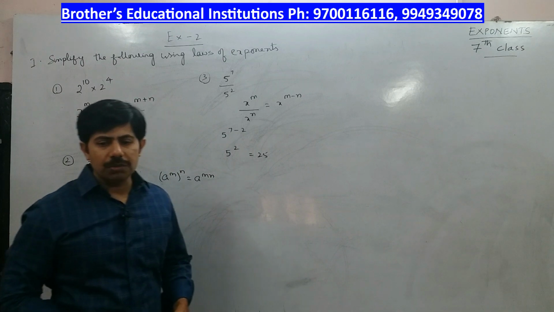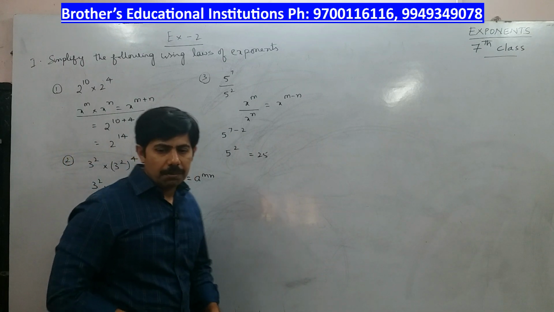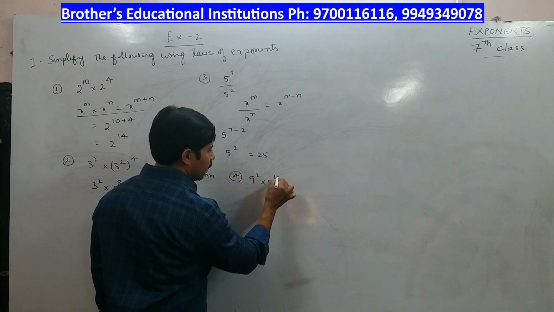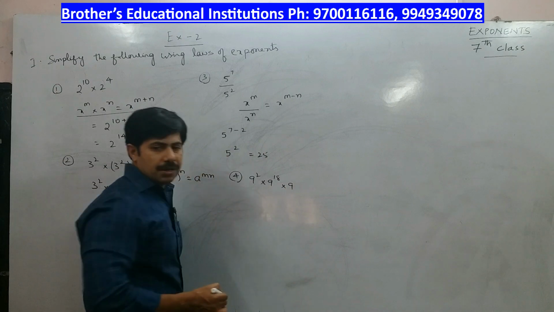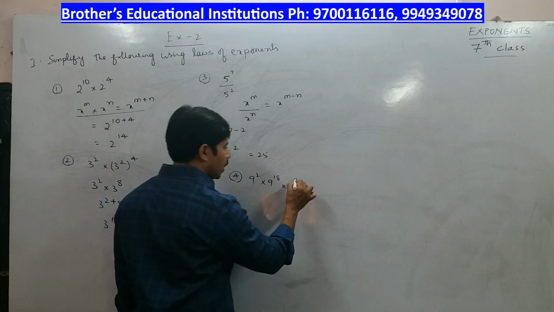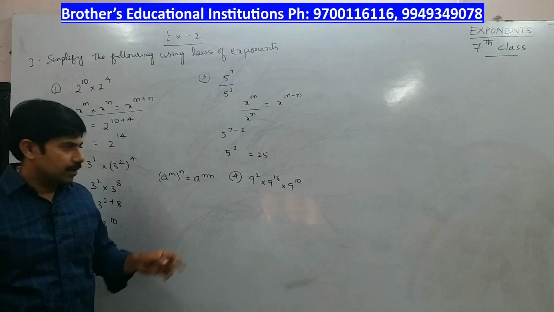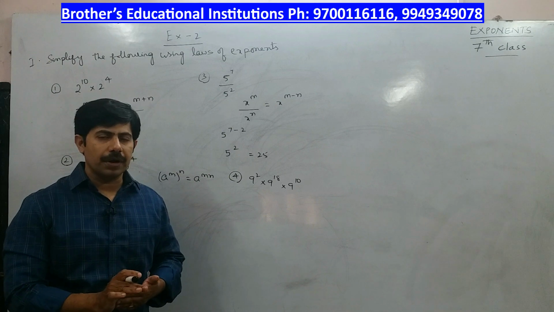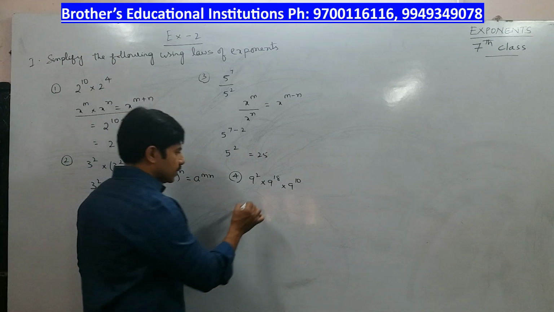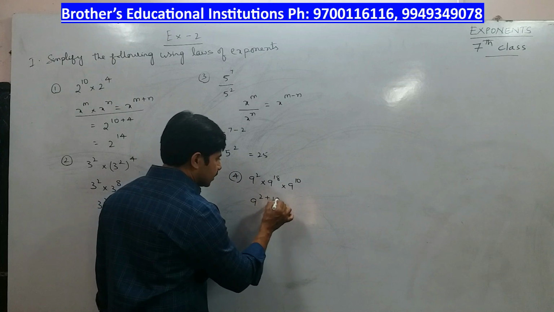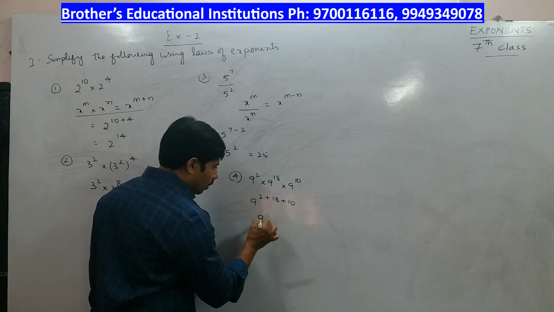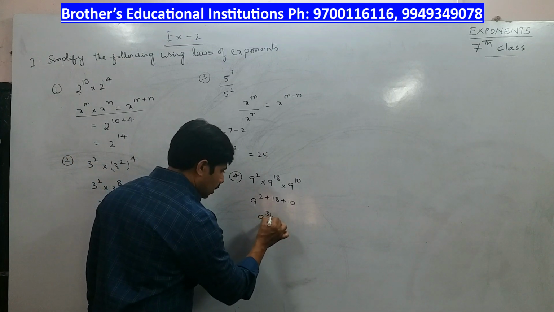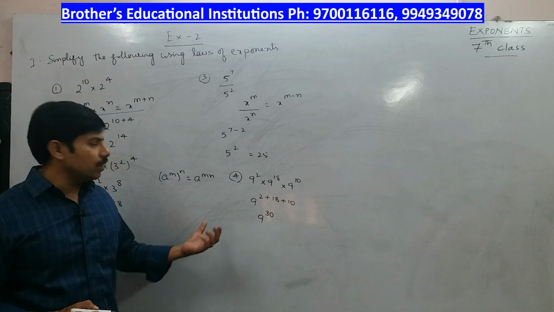Now fourth problem is 9 square into 9 power 18 into 9 power 10. So here clearly the bases are same and all the terms are in product. So whenever the bases are same and the terms are in product, you have to add the powers. So that is 9 to the power of 2 plus 18 plus 10. So 2 plus 18 is 20, 20 plus 10 is 30. So the fourth one is 9 to the power of 30. Okay.